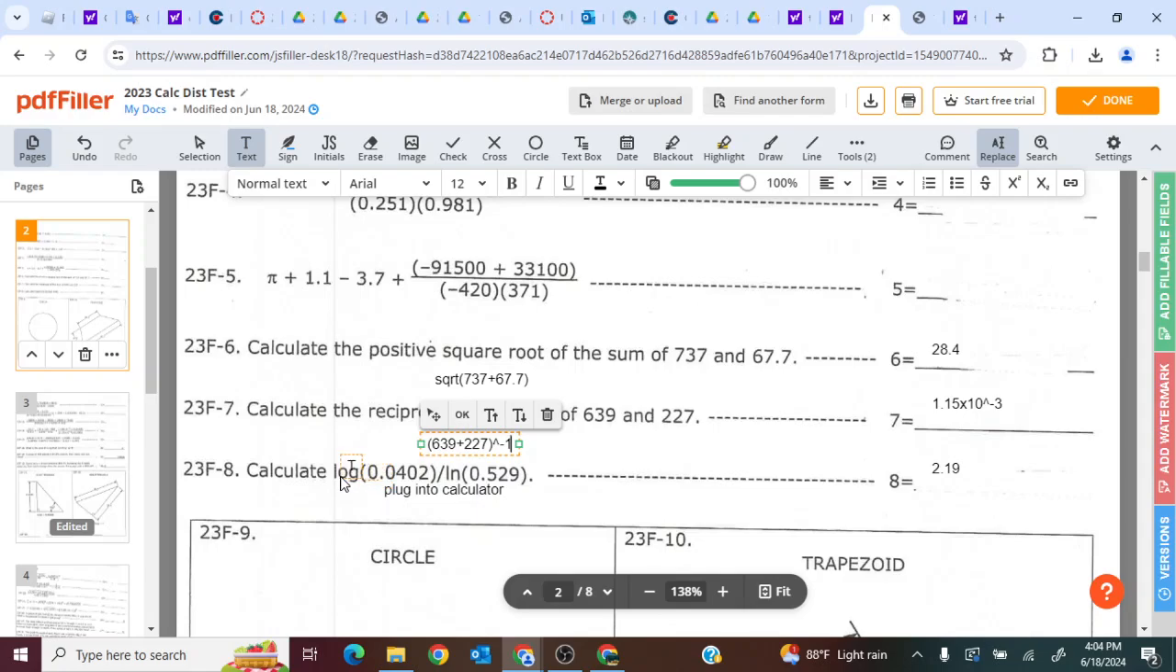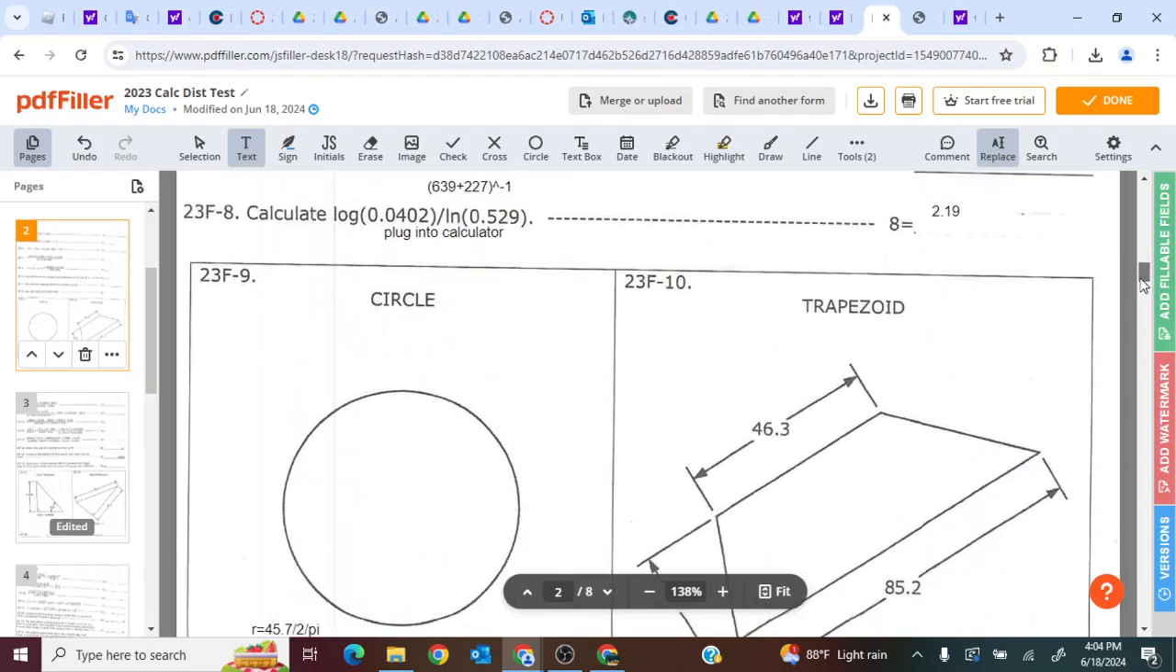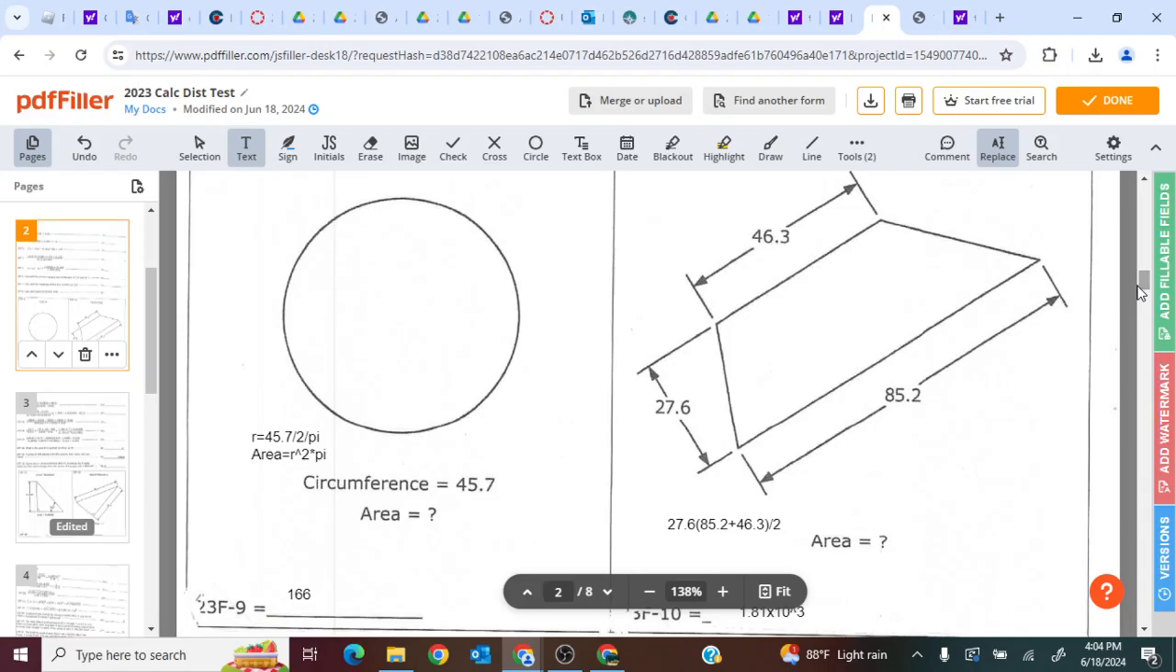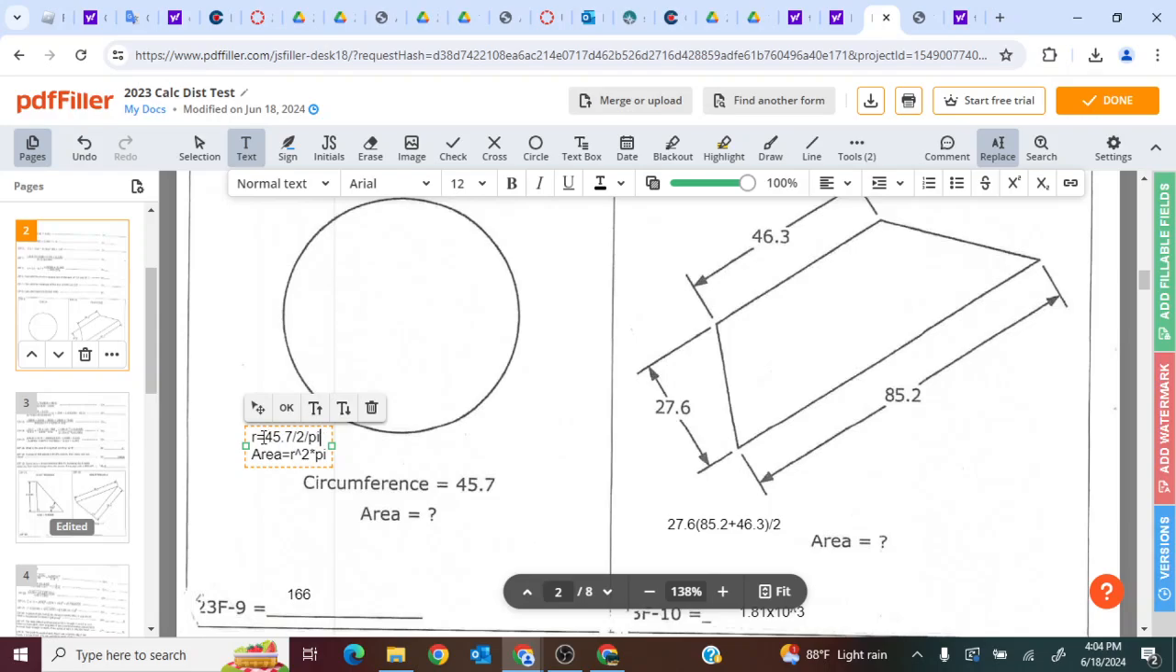Number 8, just put it right in your calculator. Easy enough. Get 2.19. Number 9, figure out the radius with the circumference. The radius is the circumference over 2 and over pi. And then the area is r squared times pi. If you do that, then you'll get an area of 166.